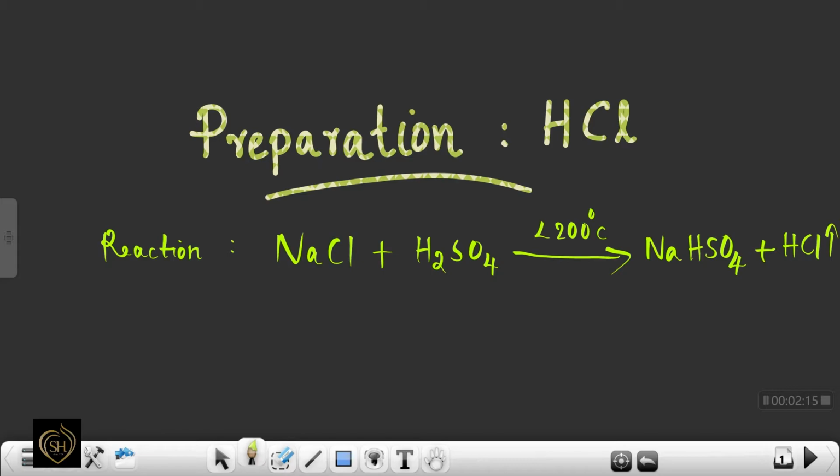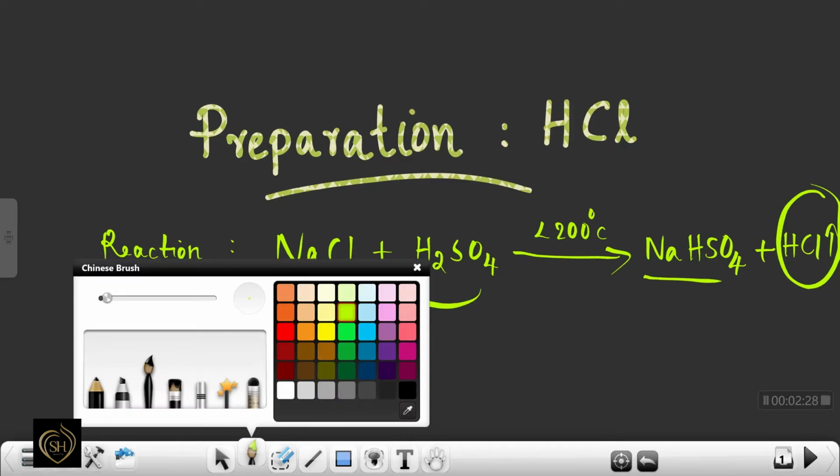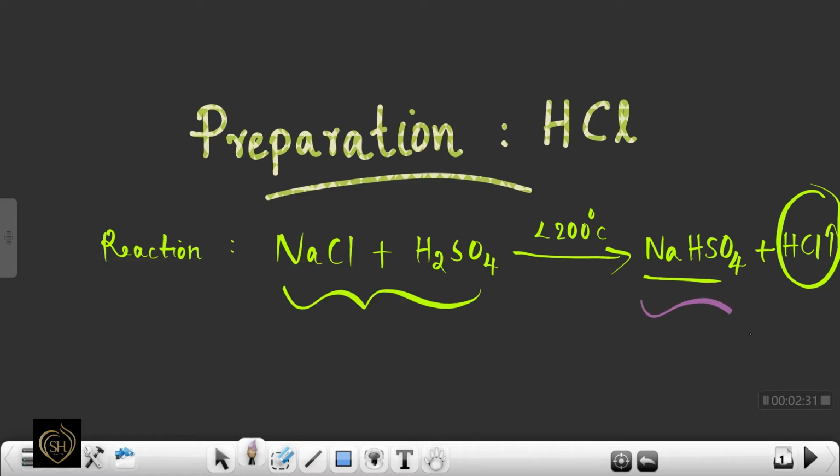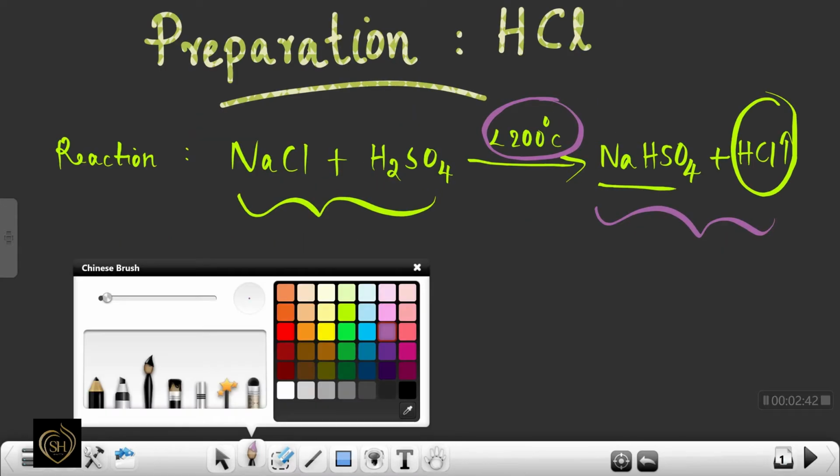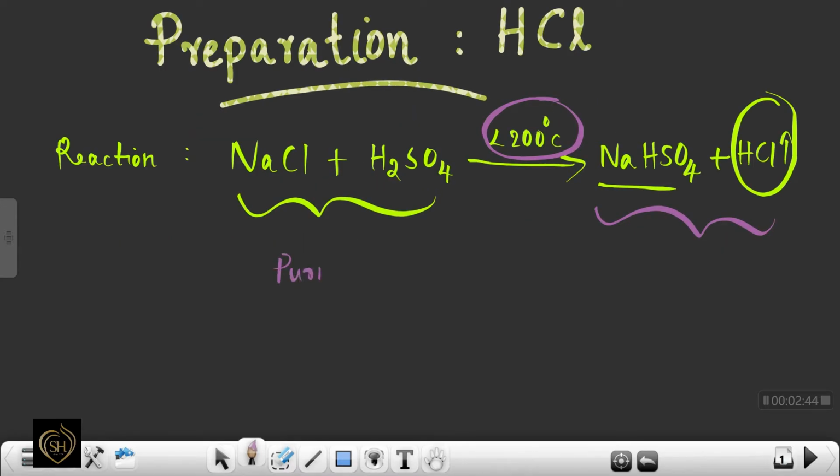So NaCl reacts with sulfuric acid at a temperature of less than 200 degrees Celsius to form NaHSO4, and the desired product is hydrogen chloride gas. Here the reactants are sodium chloride and sulfuric acid, and the products are NaHSO4, sodium bisulfate, and hydrogen chloride gas, at a temperature of less than 200 degrees Celsius. Then the purification of the hydrogen chloride gas.